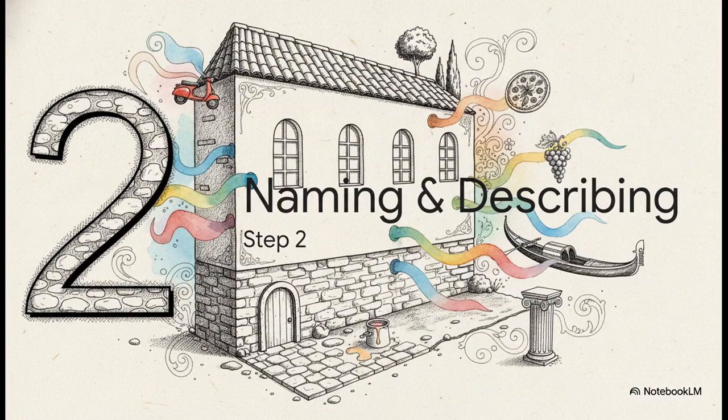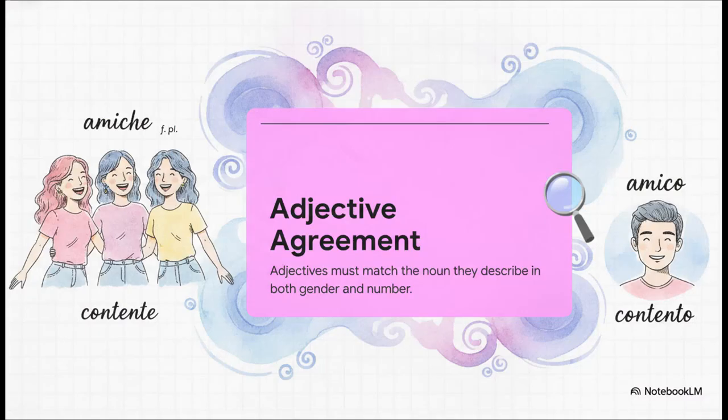Moving right along, let's frame this house. Block 2, naming and describing. Unlike English, where an adjective just sits there independently doing its own thing, Italian requires absolute harmony. Everything has to match. This brings us to a concept called adjective agreement. The rule here is simple but completely unbreakable. Adjectives must match the noun they describe in both gender, so masculine or feminine, and number, meaning singular or plural.